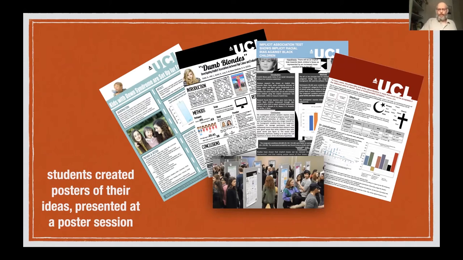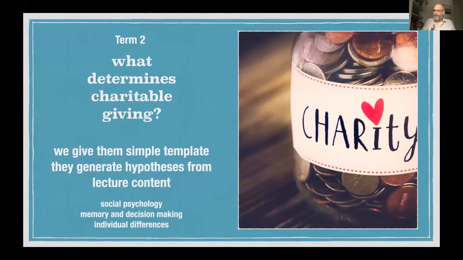So this is the IAT project that they did in the first term. In the second term, they do a slightly different thing and we expand what we ask the students to do. So in this project, it's a very simple question. What determines if people give more or less to charity? And in the IAT project, there was a big theoretical background of what we're doing and how we're trying to look at this stuff. But here what we gave them was a very simple template. Here's how you measure charitable giving, just a slider in Gorilla, how much you would donate.